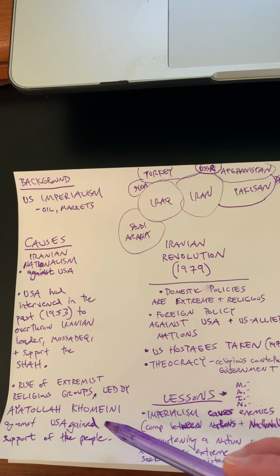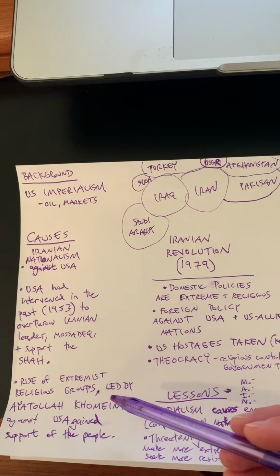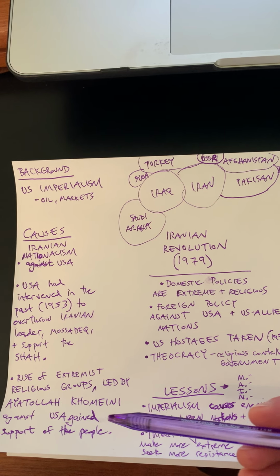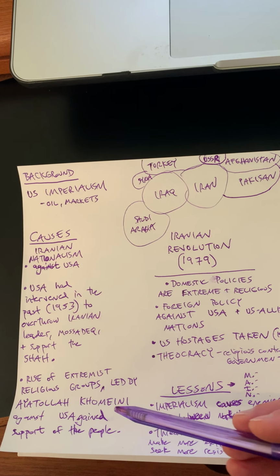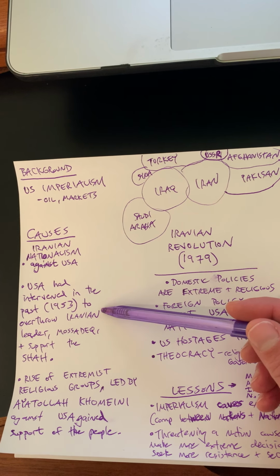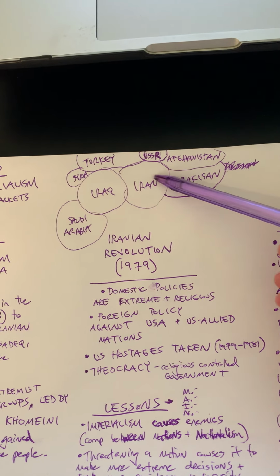Remember, nationalism has to do with a common language or religion or shared history. And so this religious group is harnessing the Iranian people's nationalism to overthrow the U.S.-backed government that was in Iran. And they did. And in 1979, they overthrew the U.S. leader.